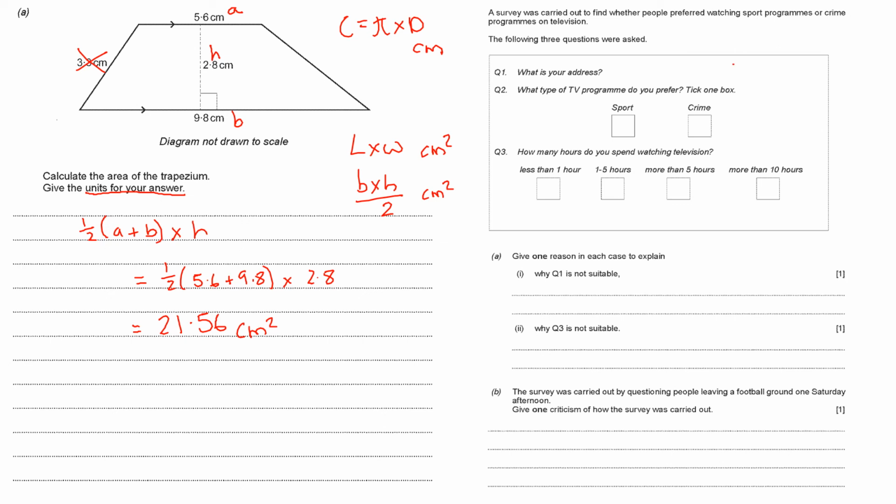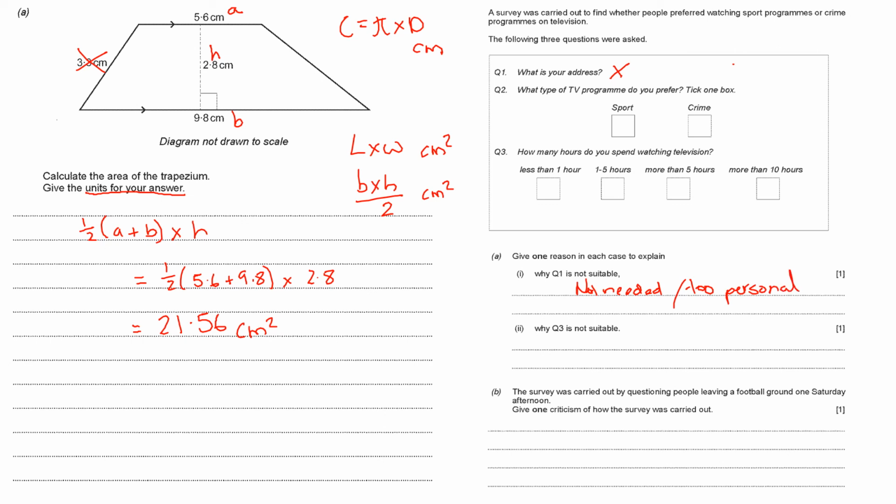Let's now quickly do this one then. So we're trying to work out what sport programs or crime programs people watch, or whether they prefer sport or crime. So question one, what is your address? What's the point? It's too personal and it's irrelevant. What type of TV program do you prefer? That's absolutely relevant. That is exactly what I need to know. How many hours do you spend watching television? That might be important to me as well. I'm not saying it's not important, but here we've got groups, so we need to make sure the groups work. So give one reason to explain why question one is not suitable: not needed, and too personal.